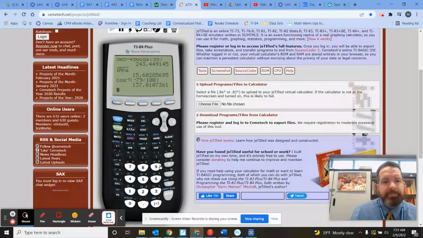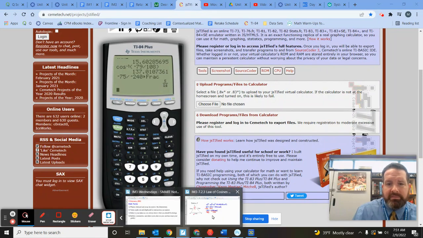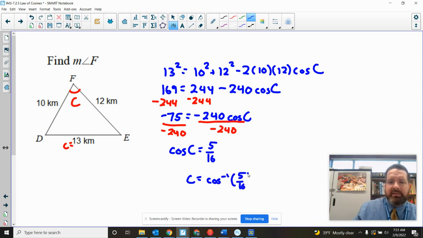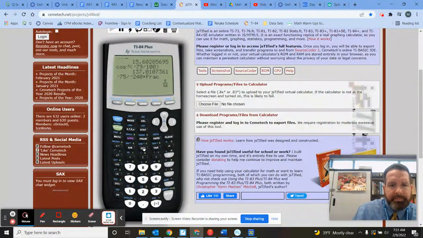I use my handheld calculator here. So negative 75 divided by negative 240. Notice I'm using this negative button down at the bottom. I'm going to turn that into a reduced fraction, 5/16. Okay, so the cosine of the angle C is 5/16. Therefore, C is the inverse cosine of 5/16, which is about 71.8 degrees.